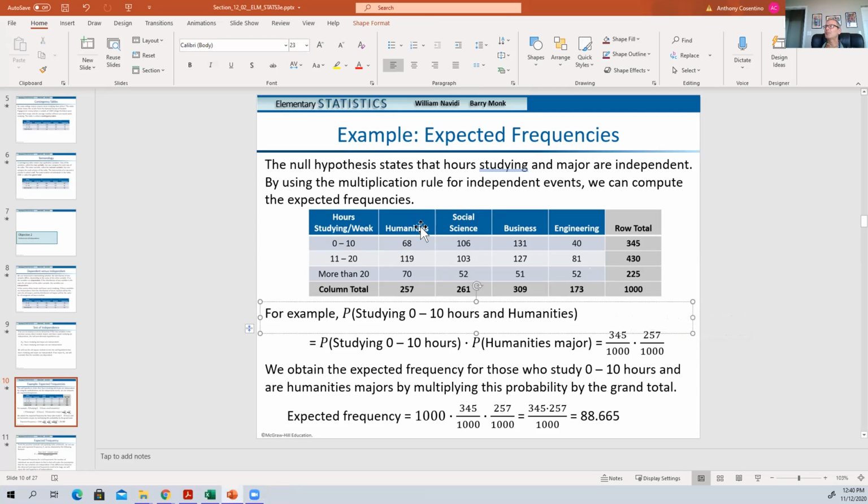And then the same with humanities. There are 257 humanities majors. And what is their probability? Well, you divide by the total. And so if you multiply these two together, you would end up with the probability of 0 to 10 hours studying and humanities majors if the two are independent of one another.